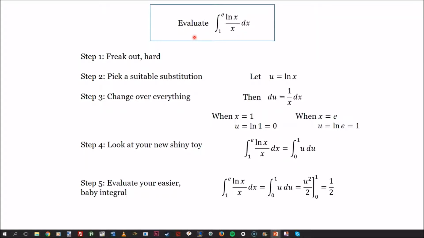Okay, so let's say we're asked to evaluate the integral from 1 to e of ln x over x dx. All right, so I've broken down the steps for you here. The first step is to freak out hard. This step usually happens almost immediately, so you don't have to worry about that.